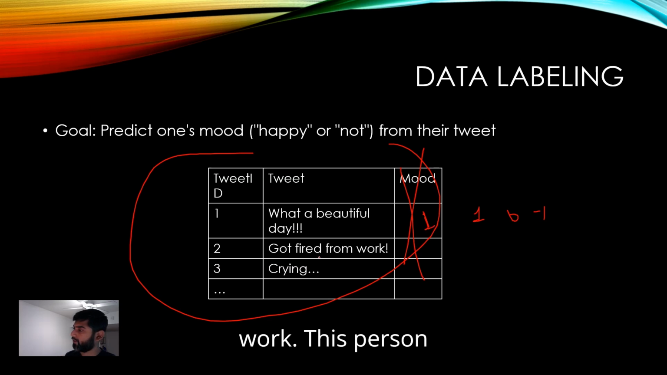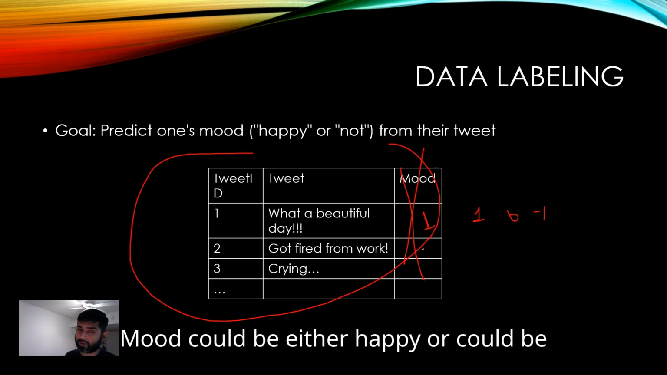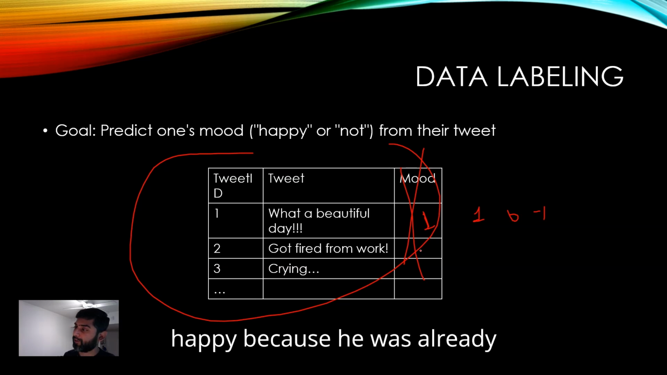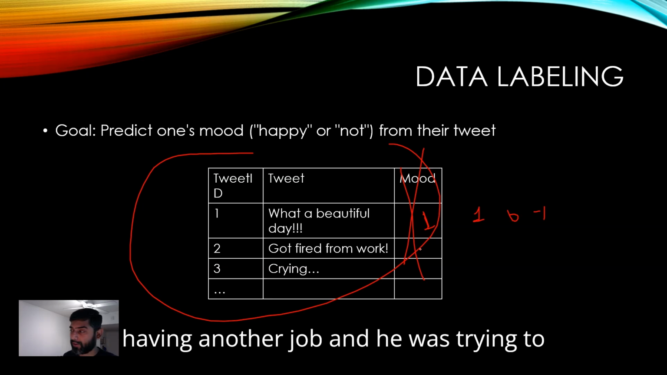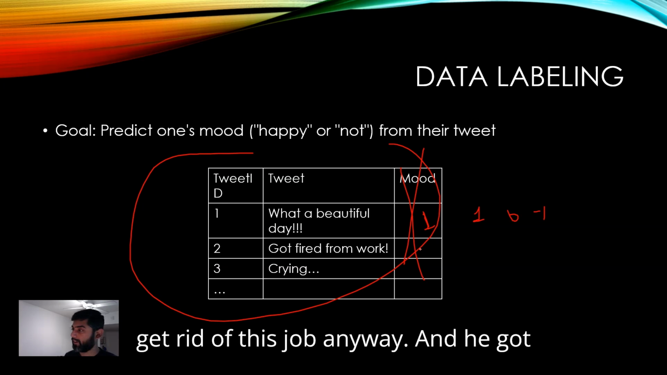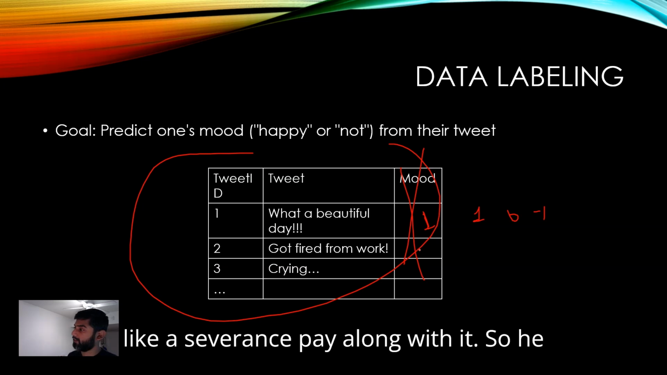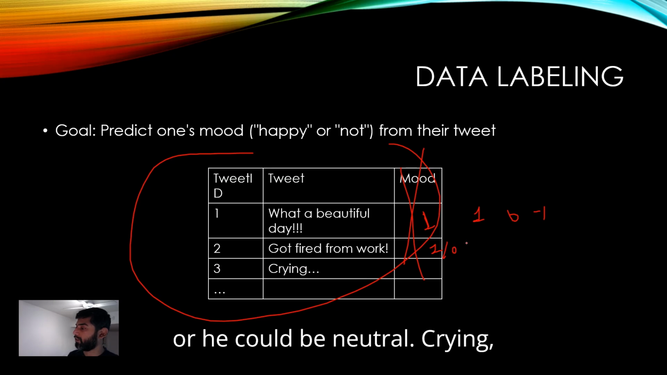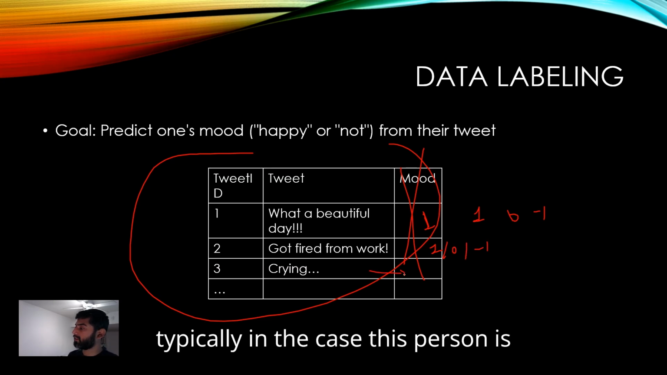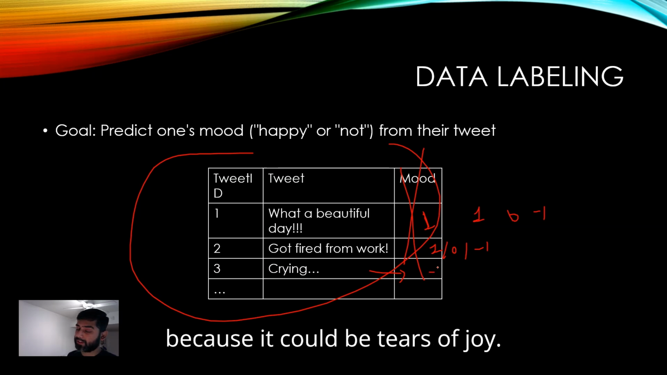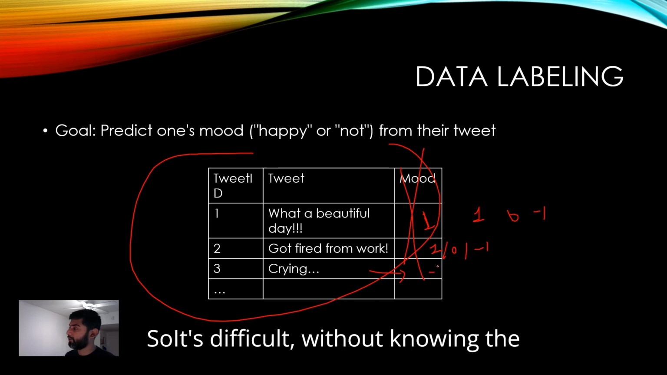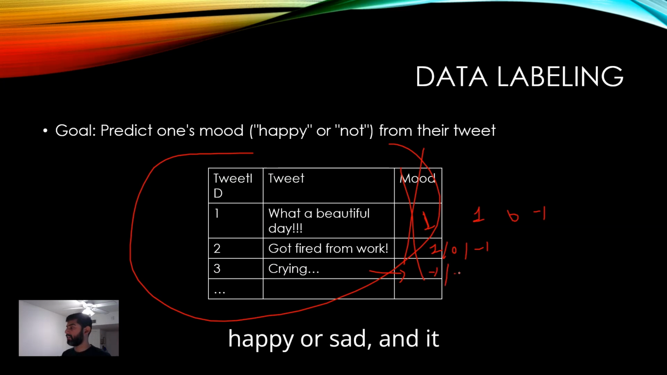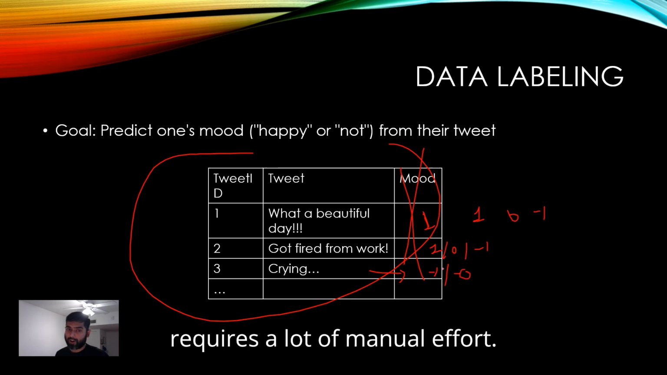Got fired from work. This person's mood could be happy, sad, or neutral. He could be happy because he already had another job and was trying to get rid of this job anyway, and he got severance pay along with it. Crying. Typically this person is unhappy, but it could also be tears of joy. So it's difficult without knowing the full context whether this person is happy or sad, and it requires a lot of manual effort.